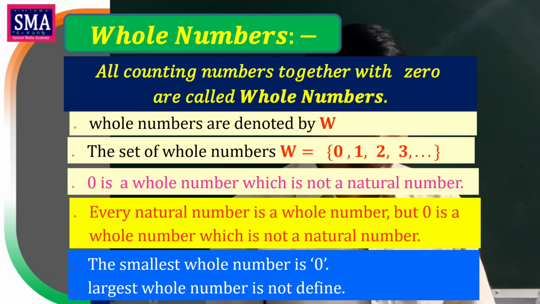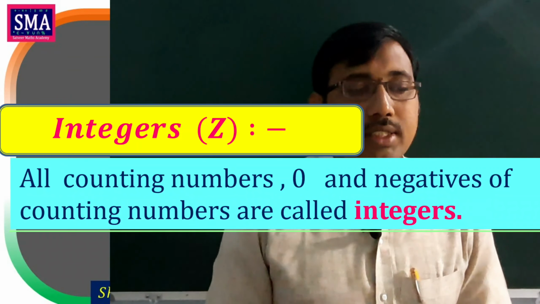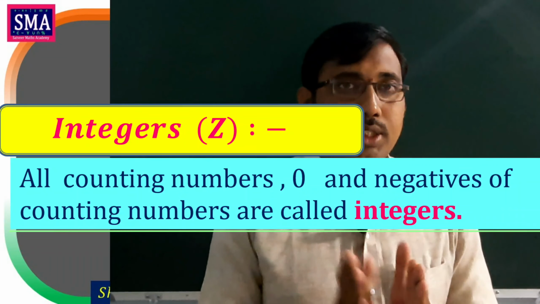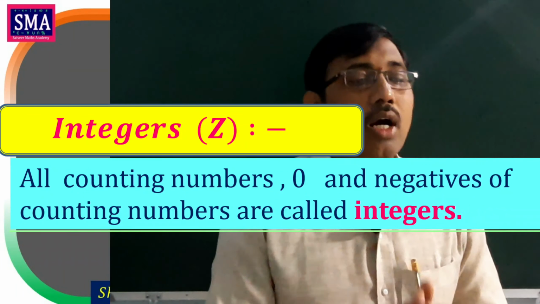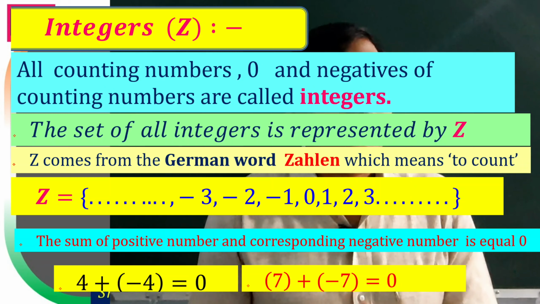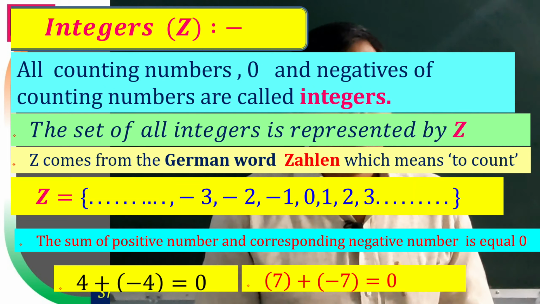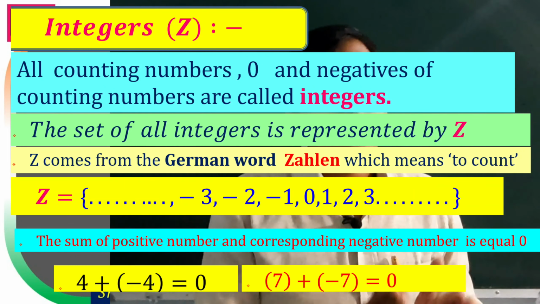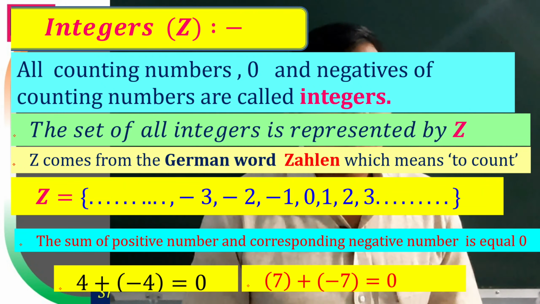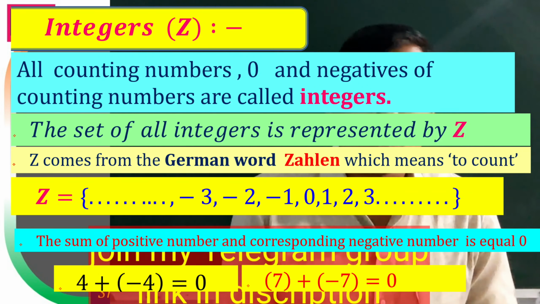Okay. Next one, integers. The third one is integers. All counting numbers, 0 and negatives of counting numbers are called integers. The set of all integers is denoted by Z. Z comes from the German word Zahlen, which means to count. So here all natural numbers, negatives of natural numbers and 0 are included.